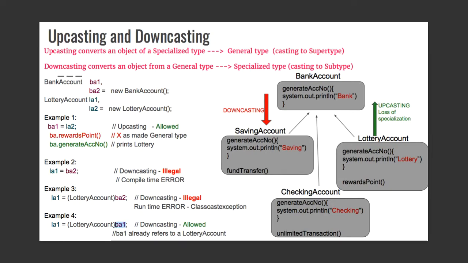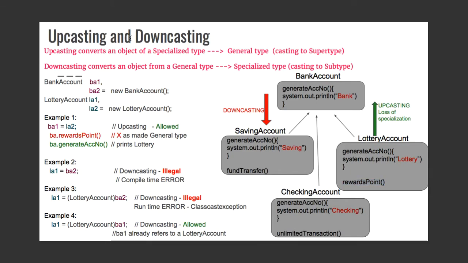Because this BA1 object is downcasted to a lottery account type and it is also pointing to a lottery account object, we can write la1.rewardsPoint and it will work. That's because it is being downcasted to a specialized type. So now it has access to the rewards point method.